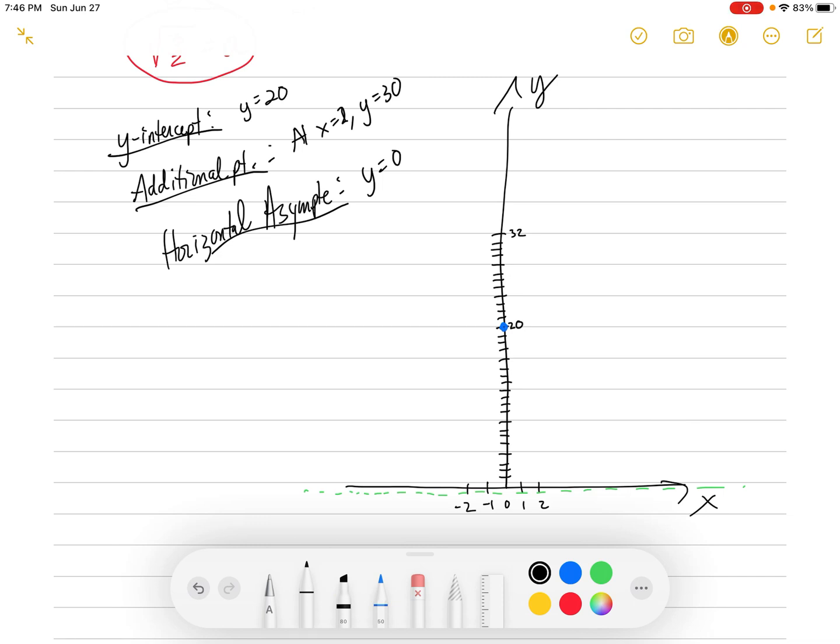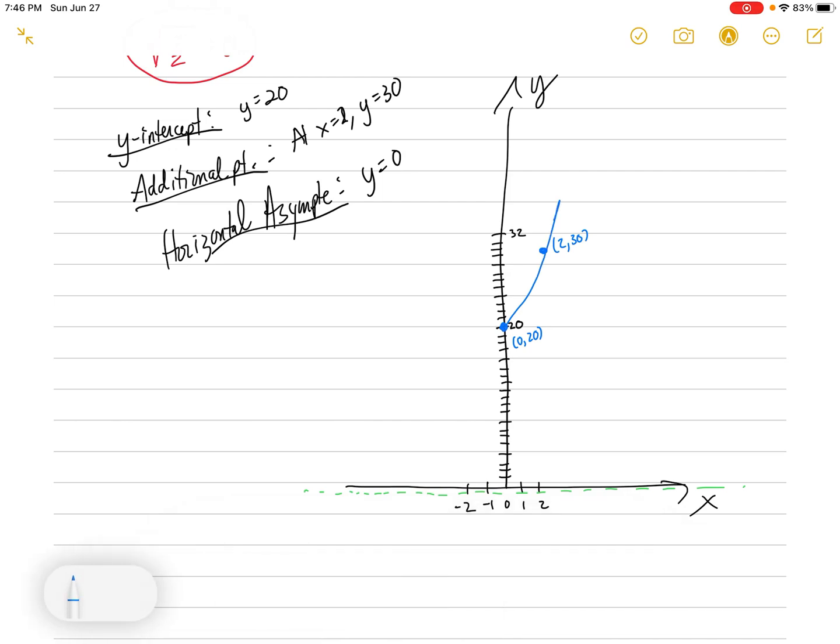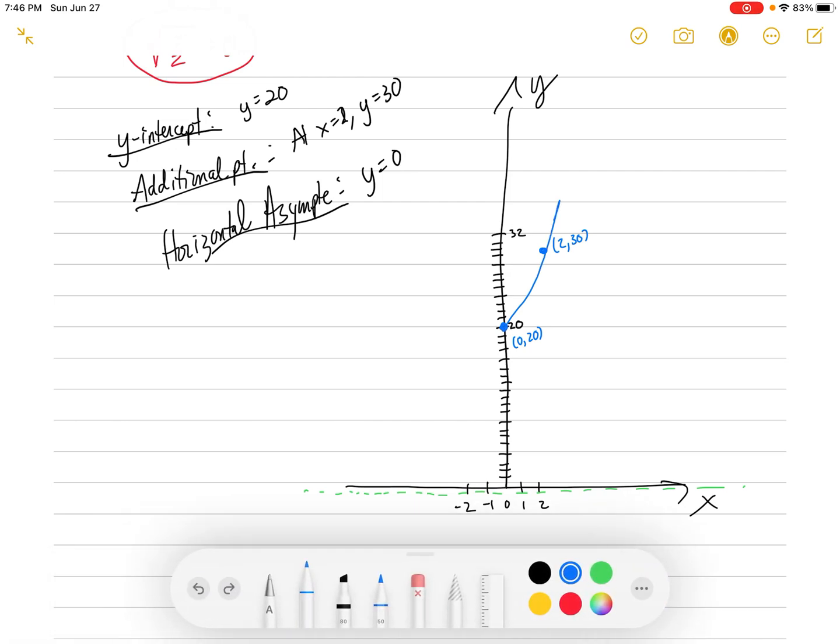Then I have, hold up, I didn't do this right down here. -1, 0, 1, and 2. Okay, got to get my x-axis right. So now we want to do 2, 30. 2, 30 would be about here. Okay, so we got 0, 20.